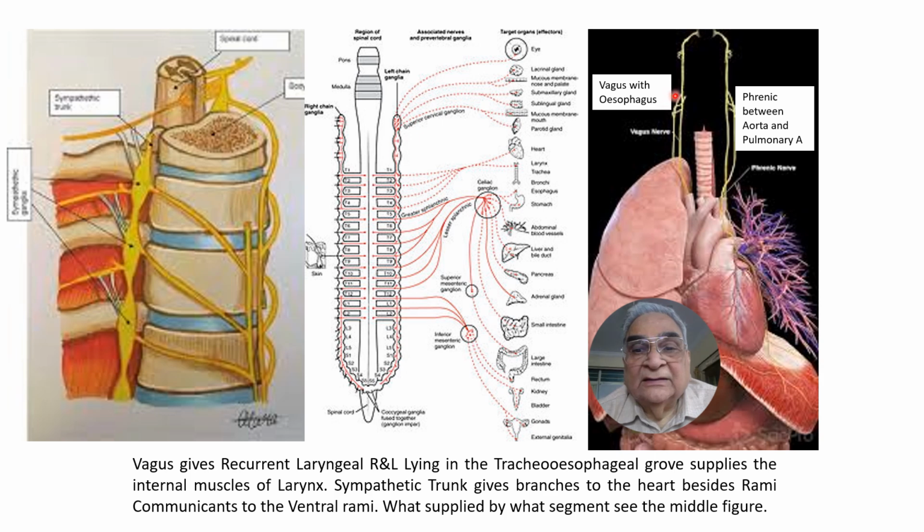Besides the sympathetic trunk is the vagus nerve, which goes with the esophagus, and the phrenic nerve, which passes between the pulmonary artery and the aorta above the heart and supplies the diaphragm. So this is what you see in the nervous system of the chest wall.